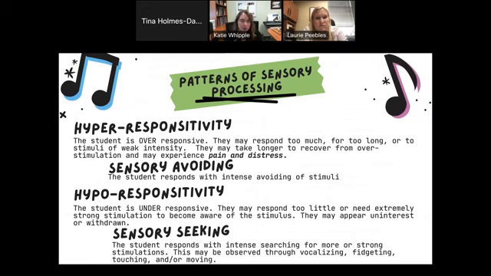Sometimes when students are hyper responsive to certain stimuli, they might seek that sensation in other places. So the student might respond with intense searching for more or strong stimulations. You might notice this through a student that's vocalizing a lot. They might be fidgeting, they might be touching, or just moving things around. So sometimes we might have kids who are just spinning in circles. So Laurie, when you were talking about the kid who needed the sit and spin, I was kind of wondering about his sensory, like, if he was really just seeking that sensory input. And then once he had it, he was able to regulate himself.